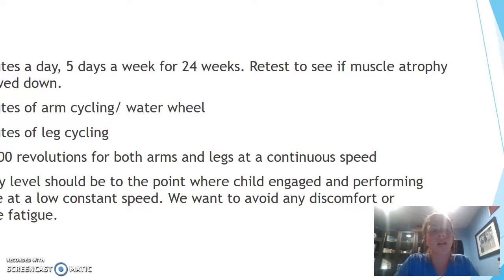The intensity level should be at a point where the child is engaged. Again, because this is a 6-year-old child, performing the exercise at a low constant speed. So we want to avoid any discomfort or extreme fatigue, because the whole point here again is maintenance. We don't want to be pushing the child where they're uncomfortable.